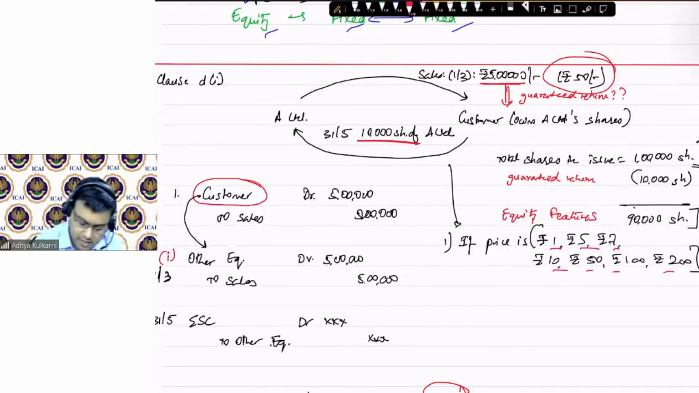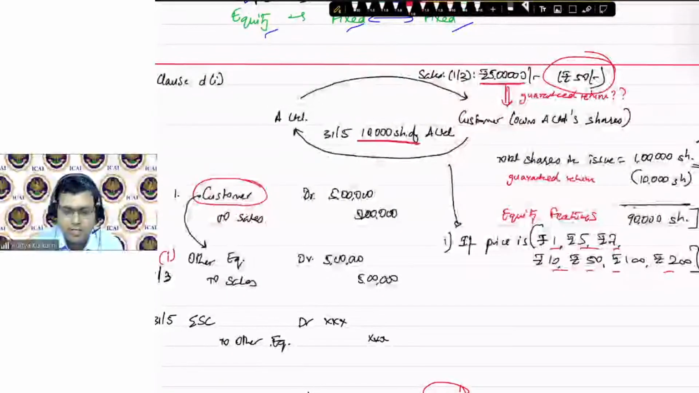Pay attention now. I don't agree for a buyback of 10,000 shares. Who? A Limited. A Limited says, why should I take the entire 10,000 shares? Okay. Which you are going to study.